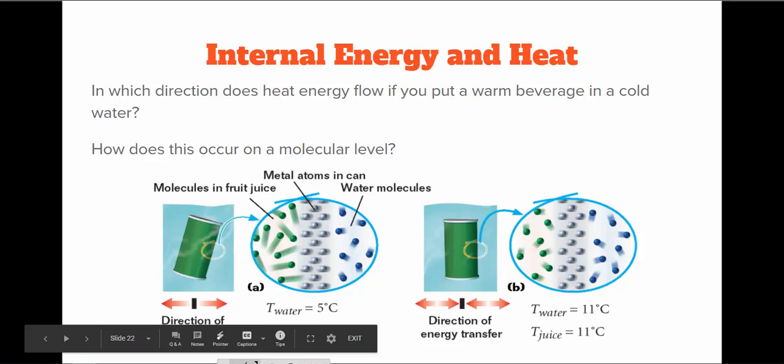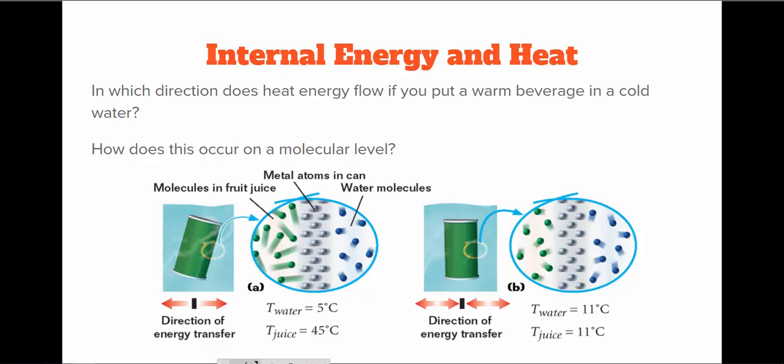Okay. So, in which direction does the heat energy flow when you put a warm beverage in cold water? Obviously it flows from hot to cold, so the warm beverage will get cold because the heat will flow from hot to cold. Here, I think it's neat to look at the molecular level. Remember that stuff about the kinetic molecular theory. In a hot beverage, those molecules are going to be moving a lot faster than, say, the cold water. And even the molecules in the can are going to be moving a lot faster than the water.